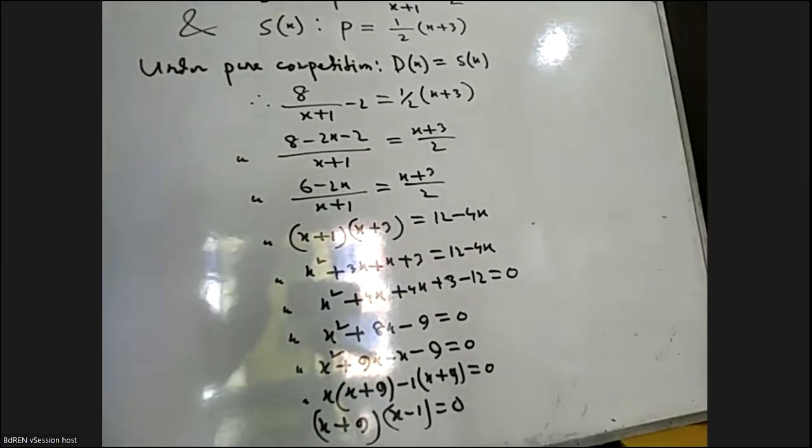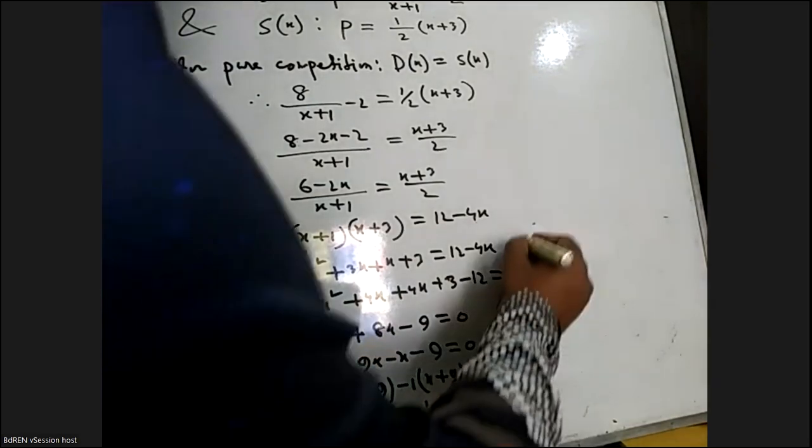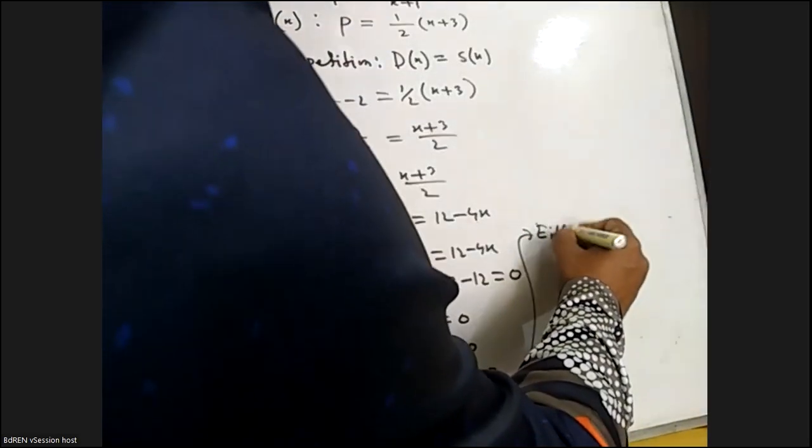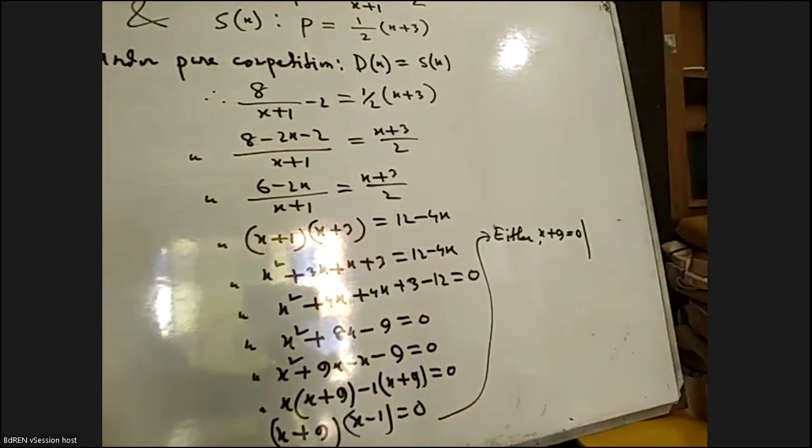So after this line, you can write either x plus 9 equals to 0 or x minus 1 equals to 0. So therefore, we get x equals to minus 9 and x equals to 1.